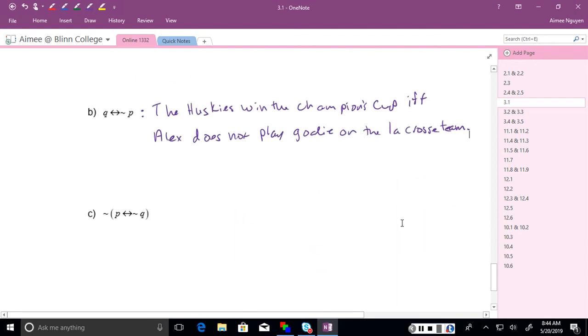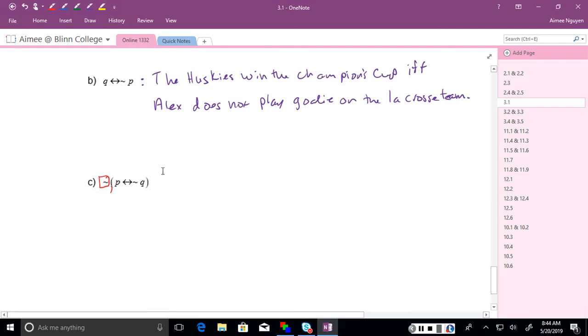So now we have a couple of negations. We also have a set of parentheses, which means that we should have a comma, right? So the first negation is the one on the outside, and so this was my it is false that, it is not the case that, it is not true that, right? Then I have my parentheses, which means I'll have a comma here, right? Then we have P, so that's Alex playing goalie. If and only if, not Q, so that would be the Huskies don't win the Champions Cup, right?